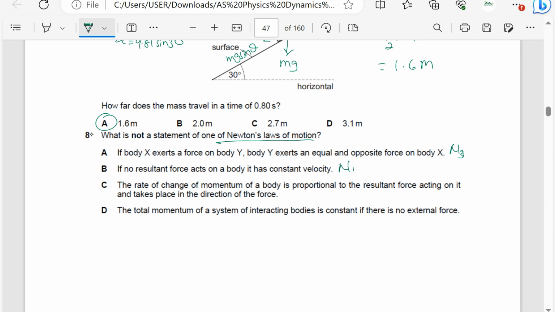The rate of change of momentum of a body is proportional to the resultant force acting on it and takes place in the direction of the force. This is Newton's second law. So it means the answer is going to be D. What is not a statement? Total momentum of a system of interacting bodies is constant if there is no external force. That is not Newton's laws.